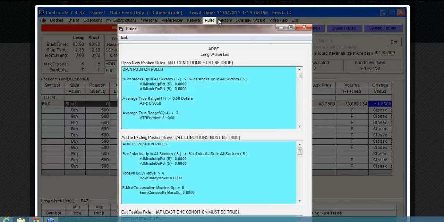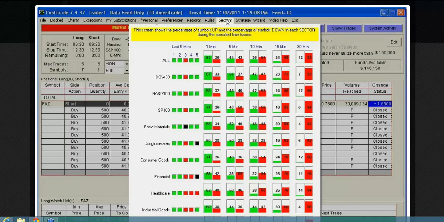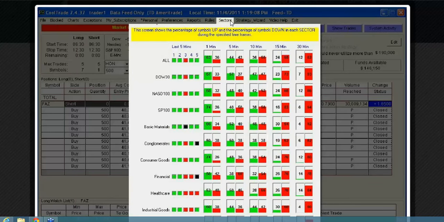Sectors. This is an interesting one. It gives you the percentage of stocks up versus the percentage of stocks down minute by minute during the trading day. And it's interesting to watch because you really see the high-frequency traders move the market back and forth. And that's what the institutions, a lot of the institutions are doing is the high-frequency trading and moving the market back and forth. It's interesting to watch that.